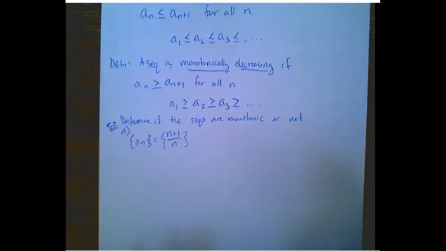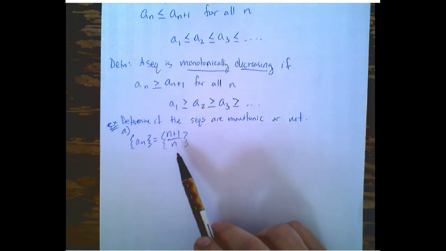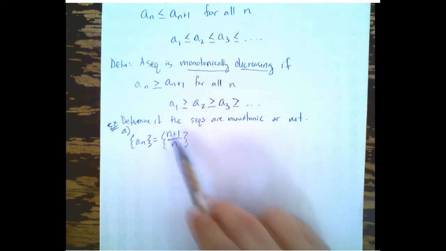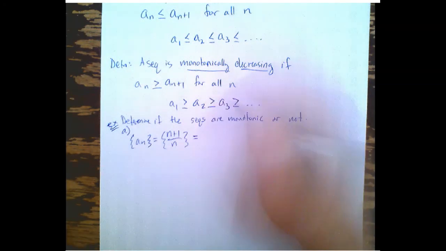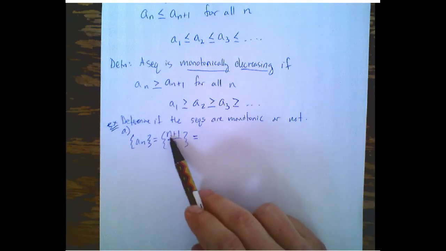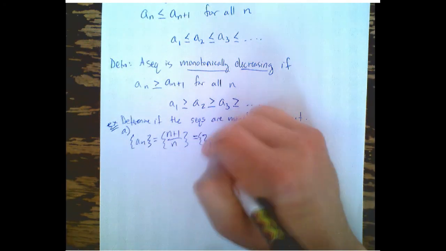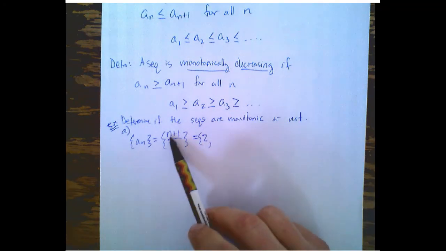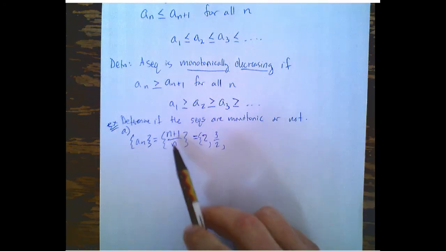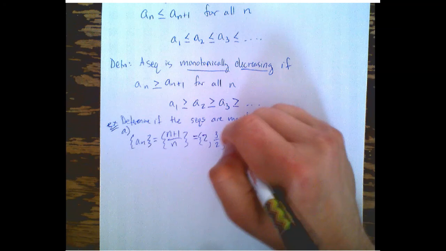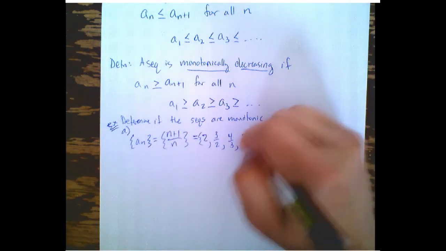All right, so let's try to show one of the two of these. So let's think about what's happening here. If we were to list out some of the terms, right? So when n is 1, we get 2 over 1, which is 2. When n is 2, we get 3 over 2. When n is 3, we get 4 over 3. When n is 4, we get 5 over 4.